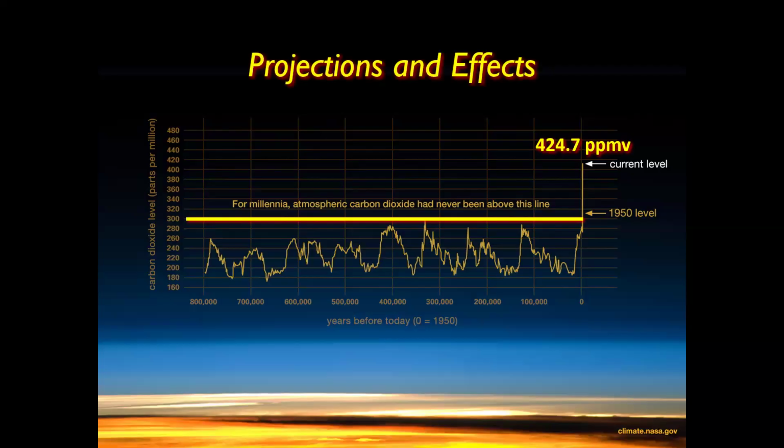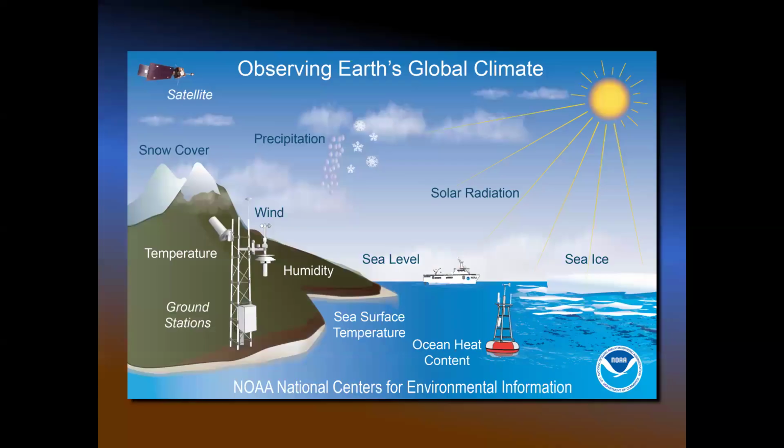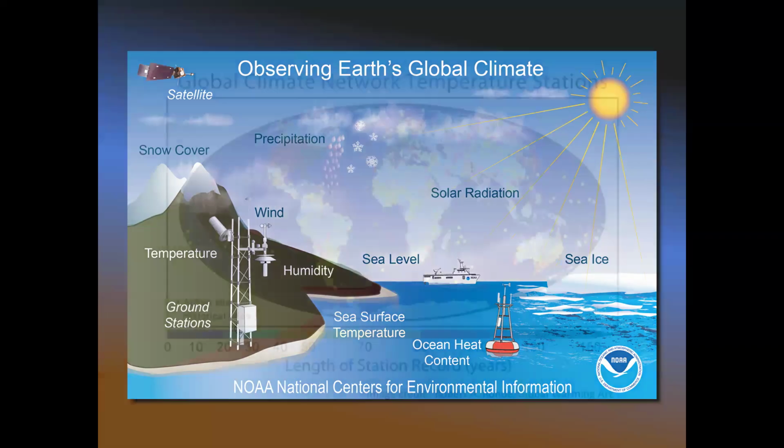And so let's talk about projections and effects of climate change as we're currently interpreting it. Remember that we talked about how we measure different kinds of things that happen on the planet. That's true for the climate. We measure the global climate. We measure the amount of sunlight reaching us. We measure the amount of sea ice that's available on the planet. We measure sea level. We look at wind power. We look at the amount of precipitation in various places around the planet. We look at the amount of snow cover. All of these are things that are being measured.